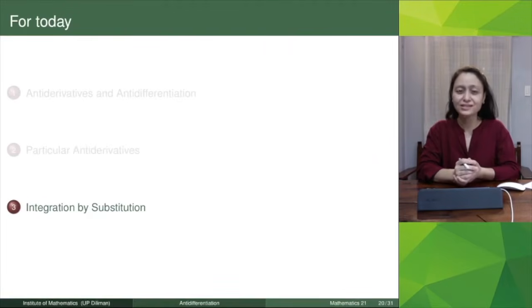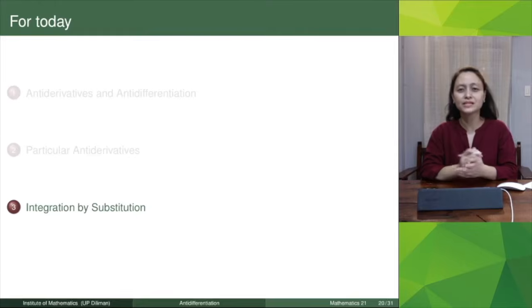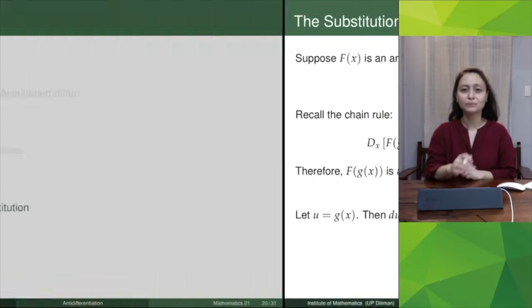Hello, good day. This is the continuation of Lecture 4.1 of Math 21. So we'll be discussing the third part of this lecture, which is integration by substitution. I hope you still remember the basic theorems on antidifferentiation or on integration because we'll be using that.